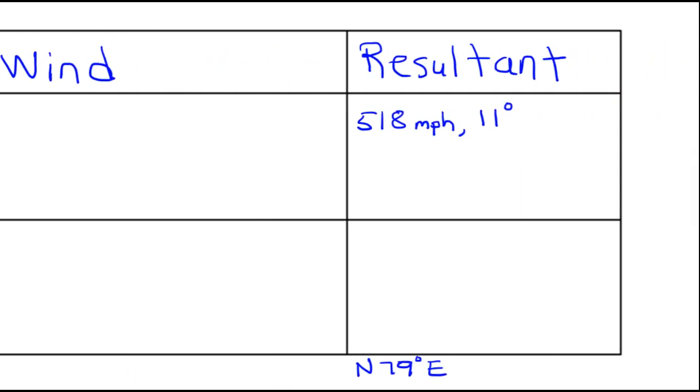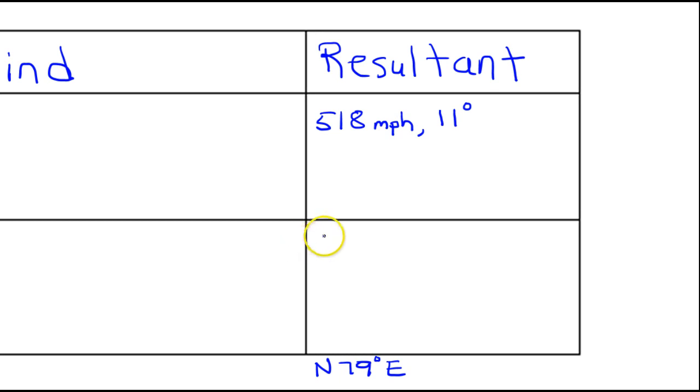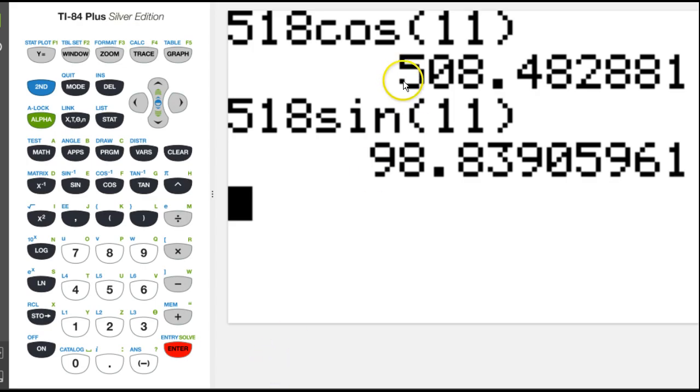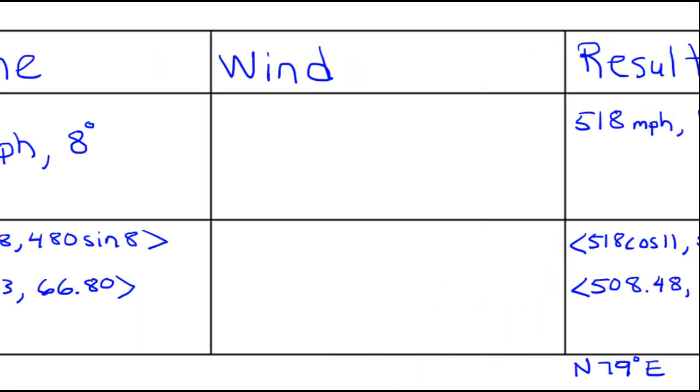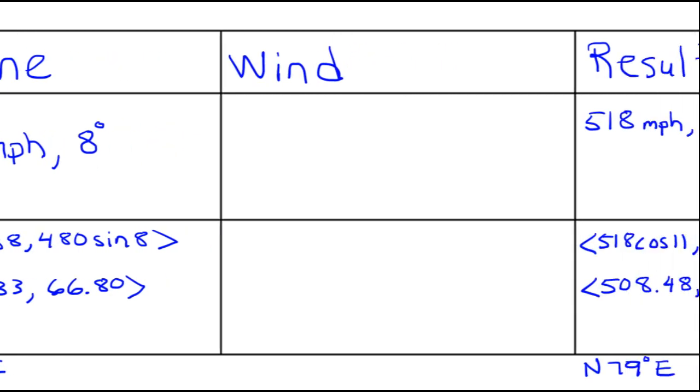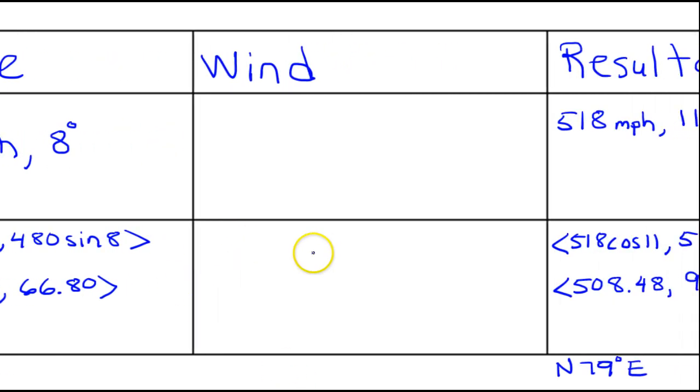Let's go over to the resultant and do the same thing. R cosine theta is going to be 518 cosine 11. R sine theta will be 518 sine 11. Calculator. So the horizontal component is 508.48 and the vertical component is 98.84. And we'll record that here. So we have the resultant in component form and we have the plane. So our job now is to find the wind.